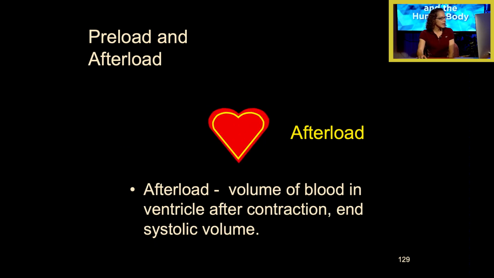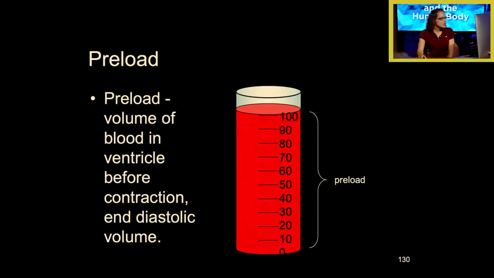Afterload is the volume of blood in the ventricle after contraction. It's the end systolic volume. So if preload is the volume of blood in the ventricle before contraction, we refer to this then as the end diastolic volume.